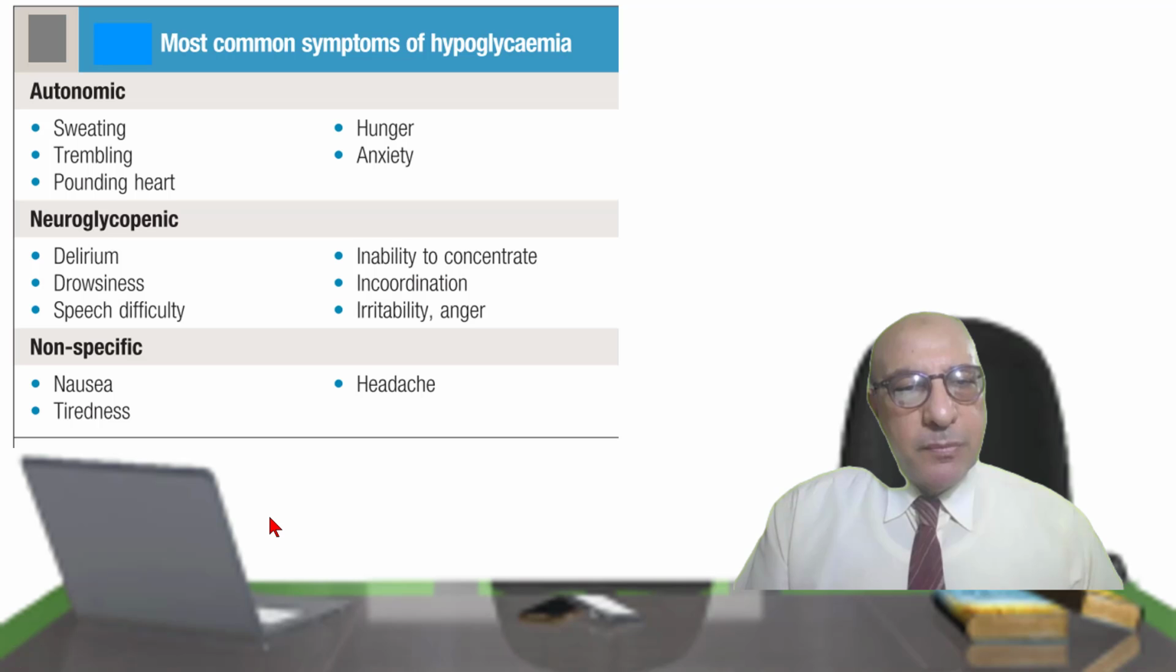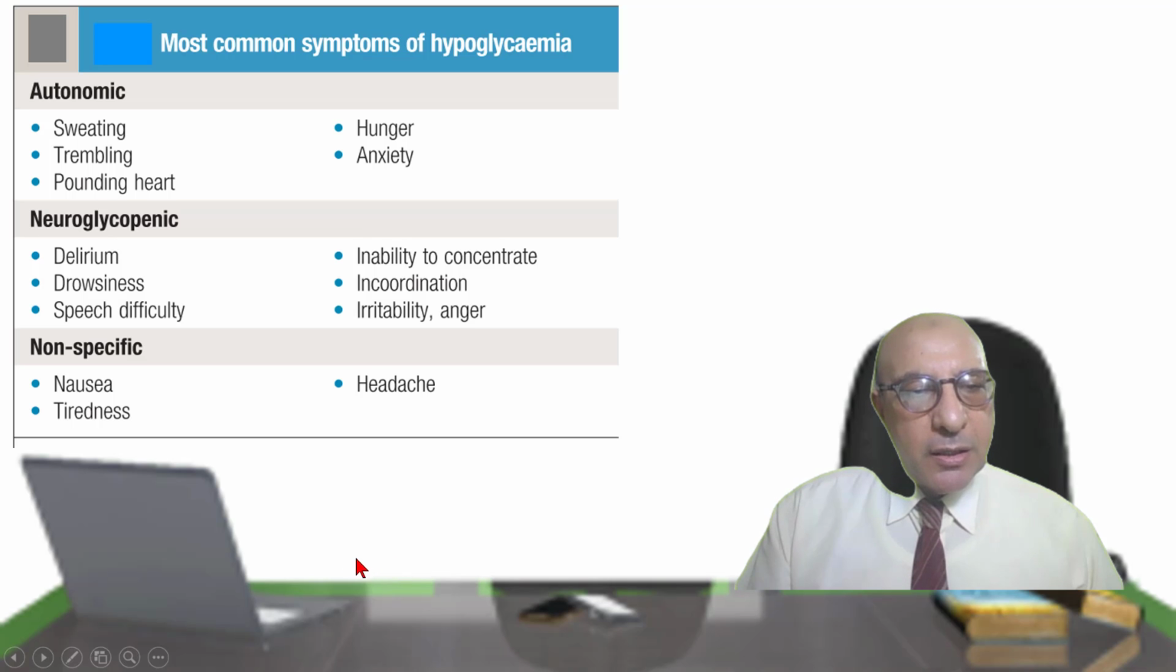delirium, drowsiness, difficulty of speech, and inability to concentrate, which may be the earliest manifestation. Also, there is incoordination, irritability, and anger, especially in older people, where it can present with what may be mistaken for psychiatric manifestation. There are also non-specific symptoms like nausea, tiredness, and headache.